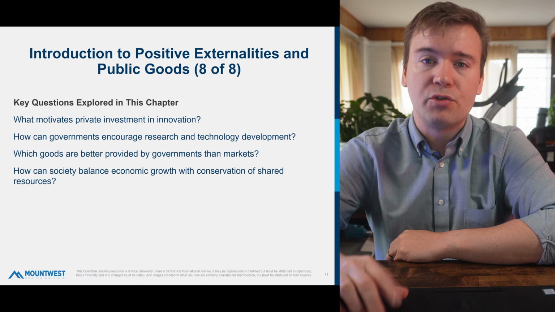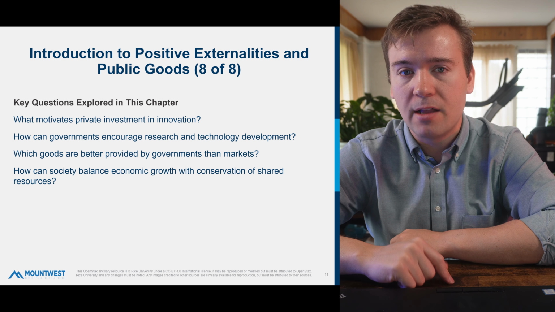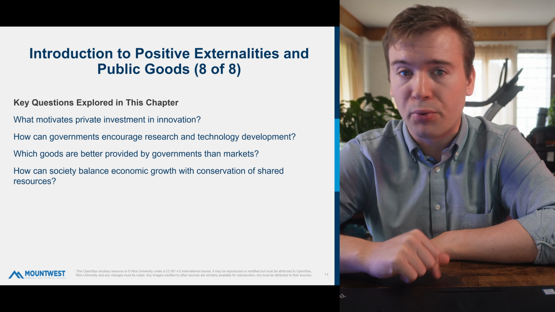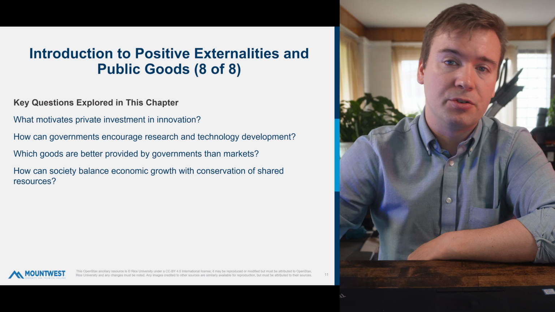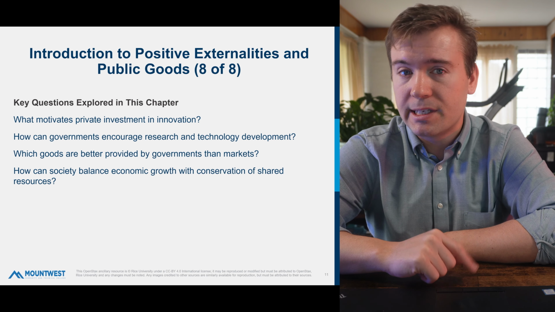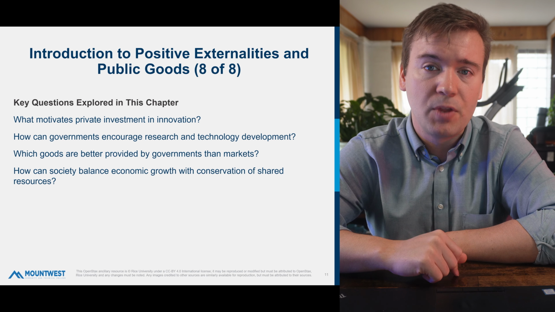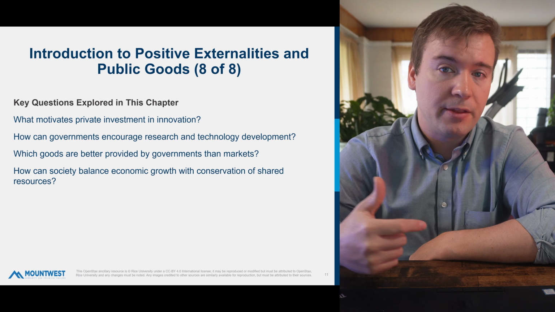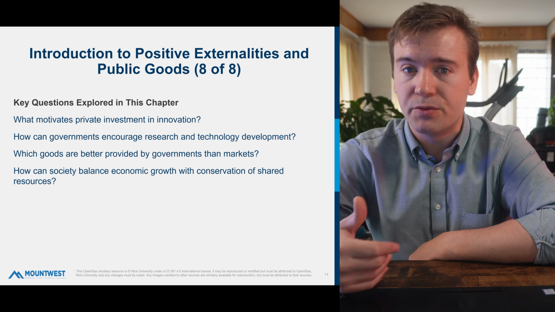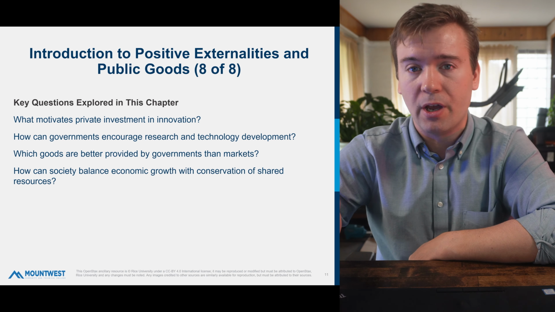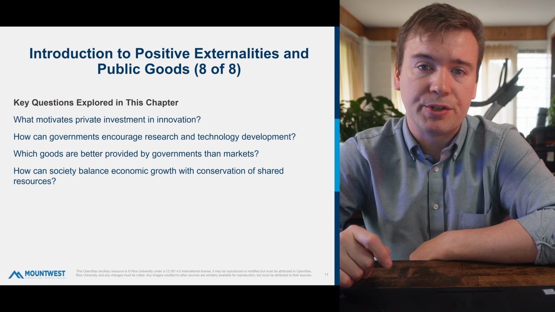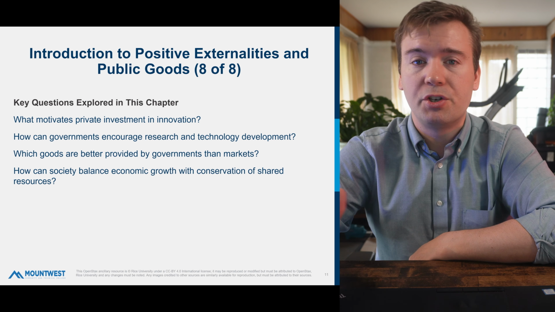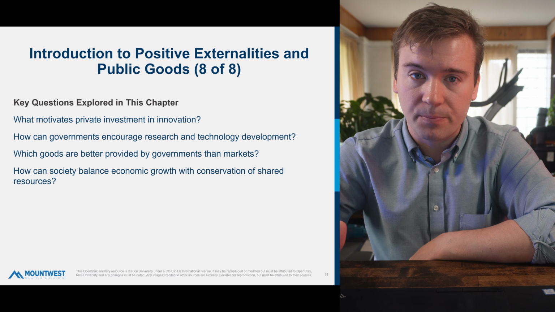That's the idea. So as we move forward in this chapter, we're going to be looking deeper at these concepts. We'll explore some questions that arise from this introduction. We'll also consider what motivates private investment in innovation, given the potential for these spillover benefits. We'll look at how governments can effectively encourage research and development technology. And then we'll tackle which goods are better provided by the government than by the markets. How should we allocate those R&D funds? Which ones are better done by one or the other? And then finally, we'll discuss some of the crucial challenges that society faces when trying to balance economic growth with the conservation of our shared resources. So these are the central themes in this chapter.